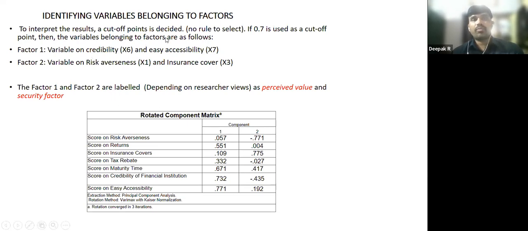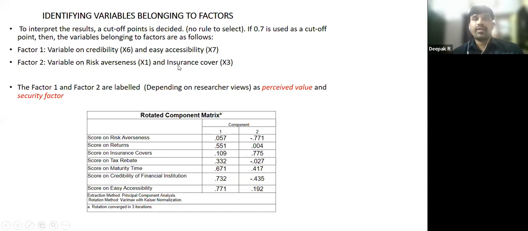Since we are talking about credibility and easy accessibility, we will be able to name the first factor the perceived value. When they go for investment, they always look at the perceived value. Then we look at the security factor, because when we talk about the main objectives of investment, we always talk about minimizing the risk, maximizing the return, and then the liquidity. We are talking about ensuring that there is a hedge against inflation. So we are mainly looking at the variables on risk averseness as well as insurance cover.